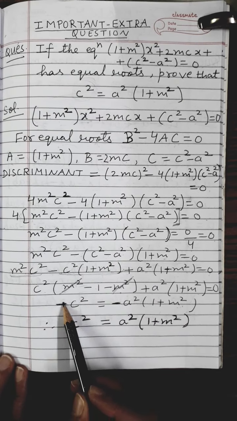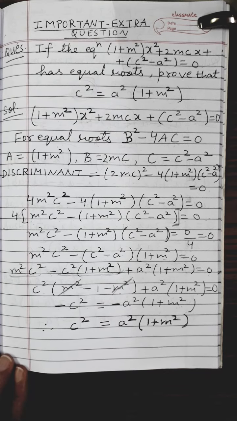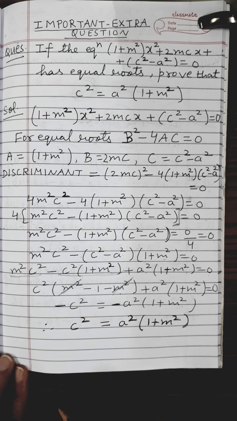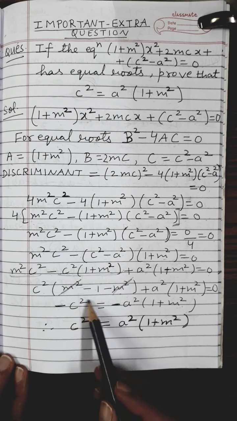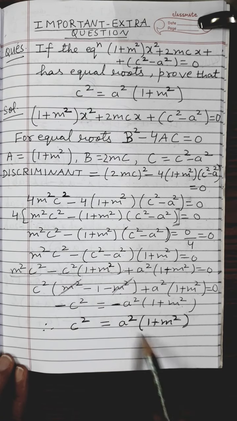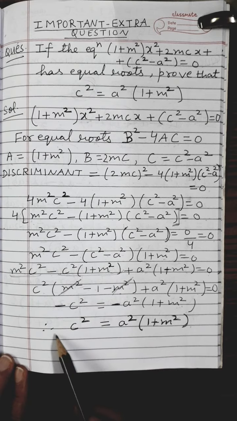What next? Now there is a negative sign in this term and a negative sign in the right hand side term, so when both are negative I can make them positive. So next step I can write c² = a²(1 + m²). This is what you were required to prove. I hope children you have understood this question.